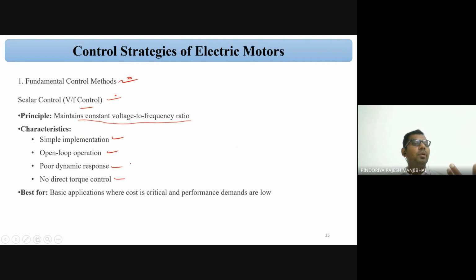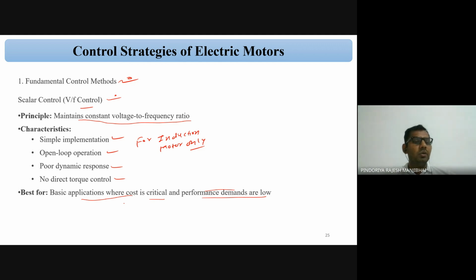People still use the V by F control method in industry for the induction motor only, not for any other motor. It is used for basic applications where cost is critical and performance demands are very low. Then we can use the scalar control.